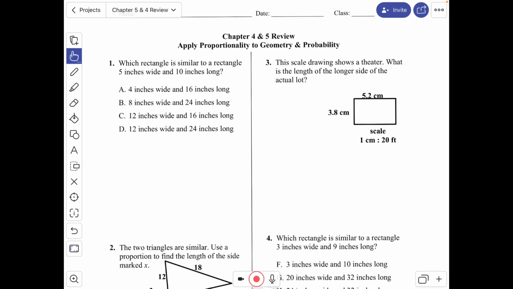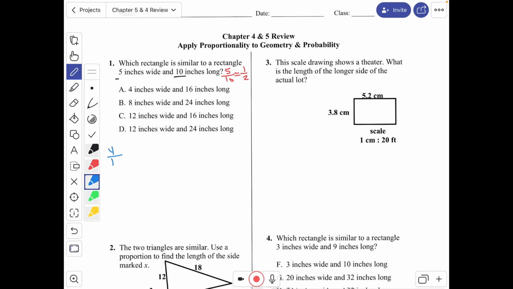So, question 1 says, which rectangle is similar to a rectangle 5 inches wide and 10 inches long? And we're going to treat that like a fraction, 5/10. And we're going to see which of these answer choices is equal to 5/10. And it will help if you simplify. 5/10 is the same as a half. Now let's check out the answer choices.